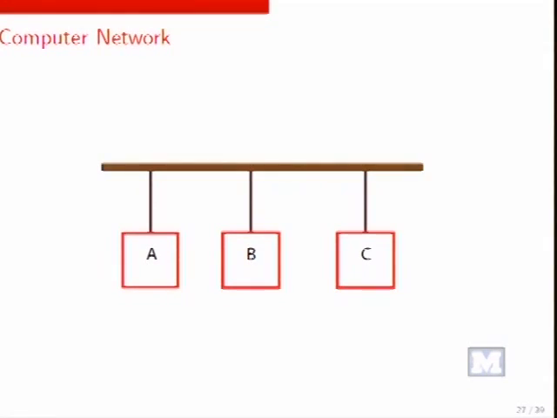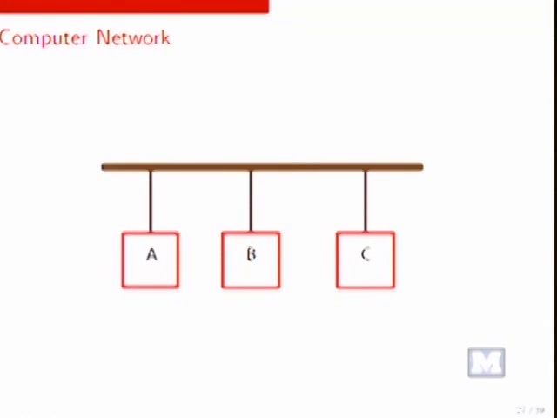There are 3 computers, say A, B, C, and a copper wire that's connecting them. So if we just think about this simple picture a little bit carefully, we'll realize how complicated computer networking can get. Suppose A wants to send some signal to B. A can use the copper wire and send a certain message to B.